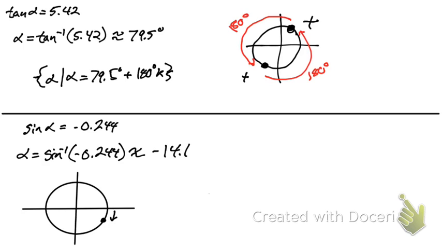The other way you could have done it, and what I did, is I found a coterminal angle, because I know that point is about there. So I added 360 to that, which equaled 345.9 degrees. But those are both the exact same thing. They're just coterminal. I'm just trying to figure out where that point is, and that point is right here.